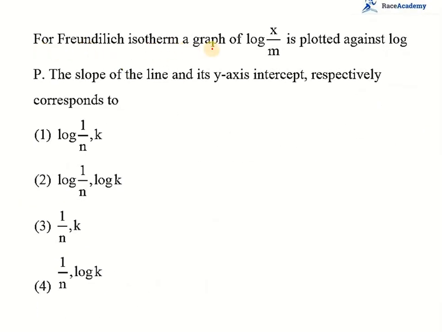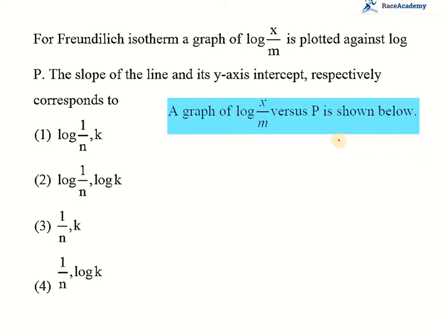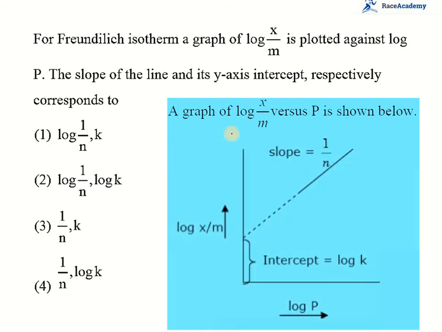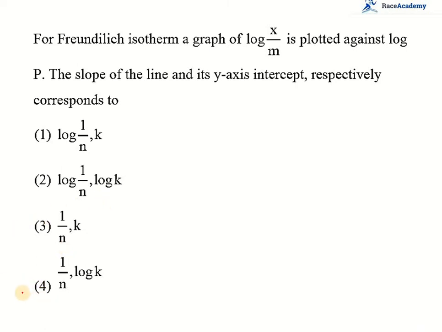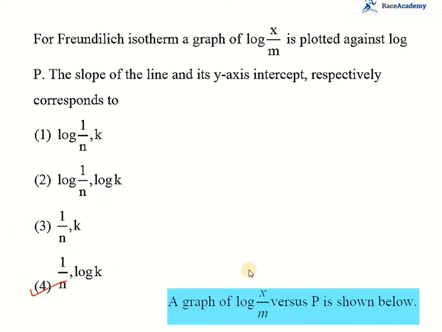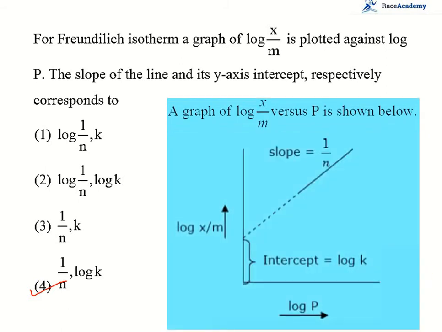For Freundlich isotherm, a graph of log x/m is plotted against log p. The slope of the line and its y-axis intercept respectively correspond to what? See, the graph can be observed like this: log x/m versus log p. This is the graphical representation. In this graphical representation, the intercept is log k and the slope is 1/n. So 1/n, log k. So the fourth option is the right option for this question.